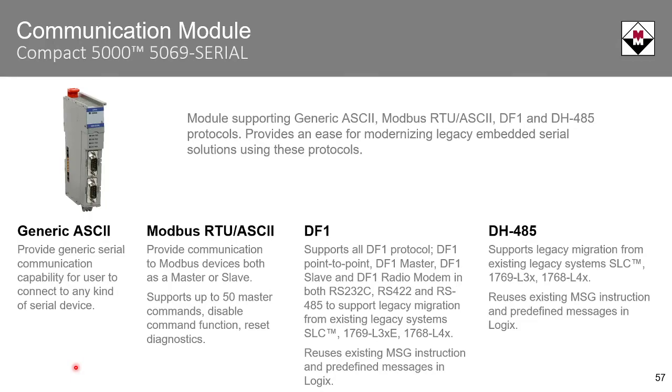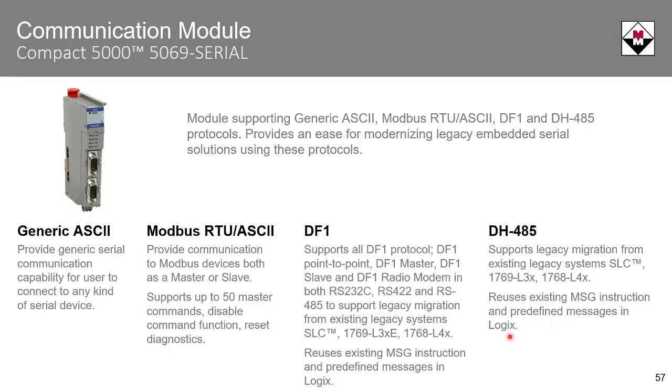Now the Release 2 firmware supports generic ASCII, Modbus, DF1 and DH485 communications in the local chassis when used with a CompactLogix 5380 and 5480. If you're using the serial module in a remote chassis, it will only support generic ASCII and Modbus serial communications, and it must be controlled by a ControlLogix 5580 or a CompactLogix 5380 or 5480. Now there are a few restrictions associated with DF1 and DH485 communications, besides just having to be in the local chassis.